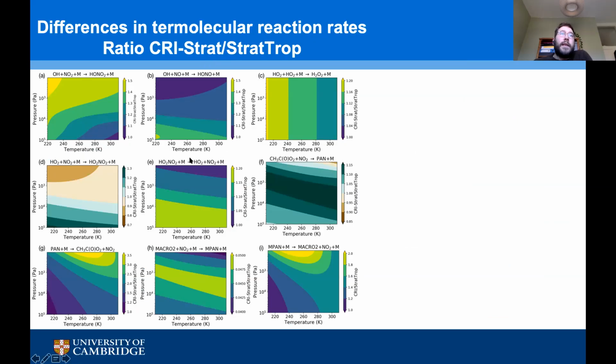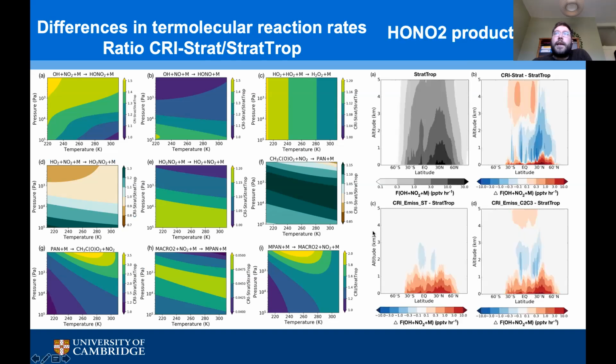And one of the things is that you do see these sort of differences in termolecular and bimolecular reaction rates. And these sort of fundamental reactions can often have quite a big impact on the chemistry. I won't go into too much detail with this stuff here.